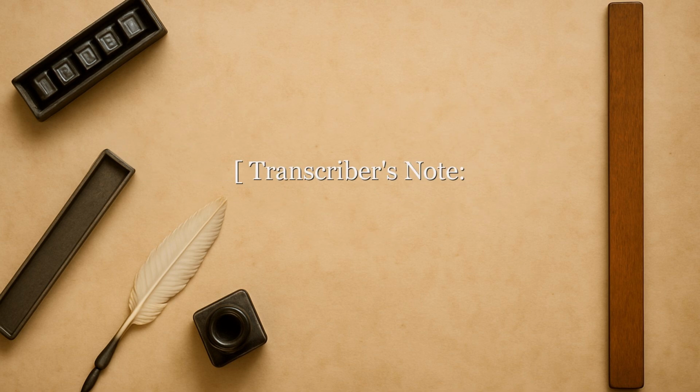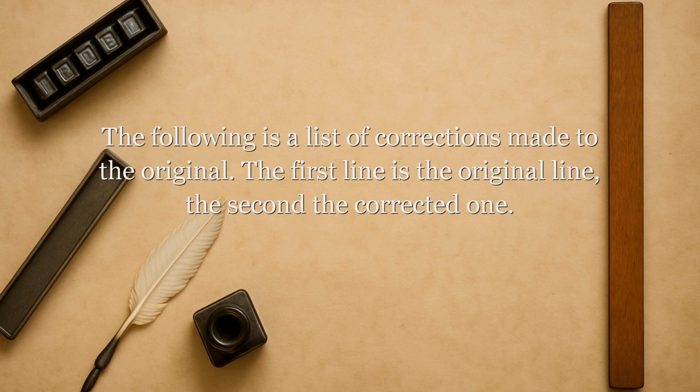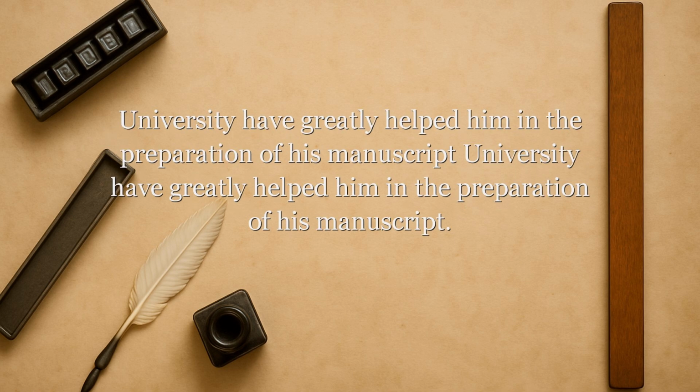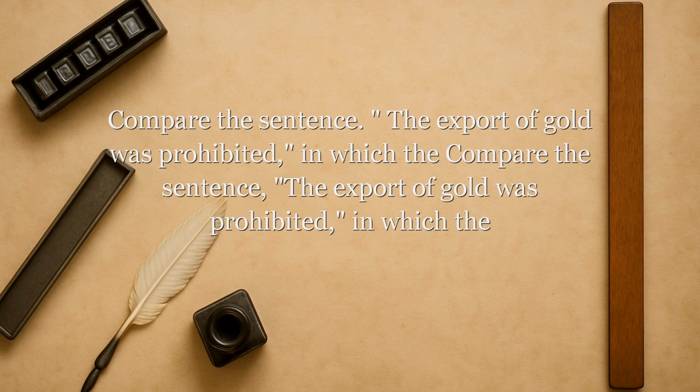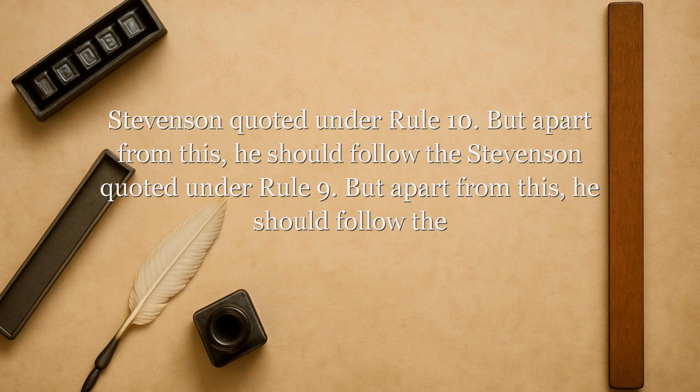A transcriber's note. The following is a list of corrections made to the original. The first line is the original line, the second the corrected one. University have greatly helped him in the preparation of his manuscript. University have greatly helped him in the preparation of his manuscript. Compare the sentence: The export of gold was prohibited, in which the Stevenson quoted under Rule 10. But apart from this, he should follow the Stevenson quoted under Rule 9. But apart from this, he should follow they.